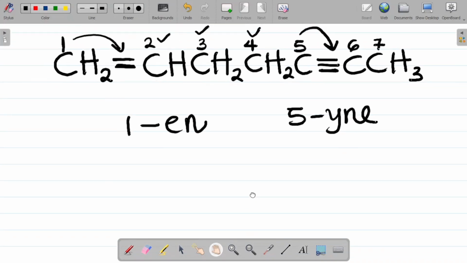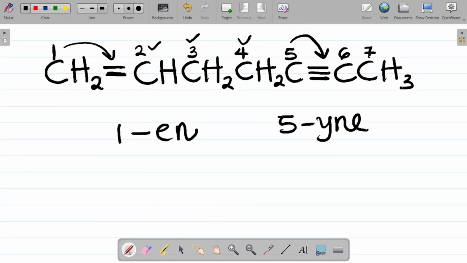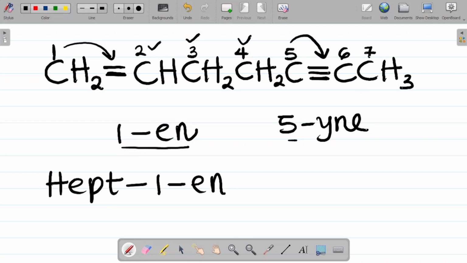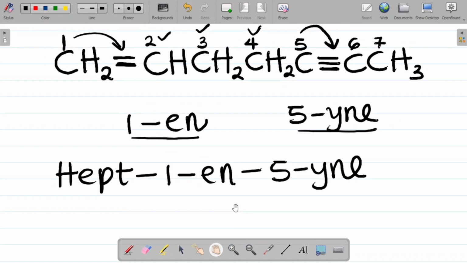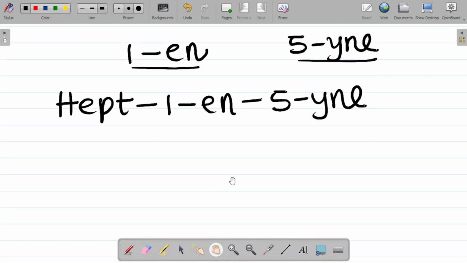So let's combine the name. How do I name this compound? Don't forget this compound has 7 carbon atoms. That becomes hept. Bring this one in, it becomes hept-1-en. Then bring this one, 5-yne. So this is how we name this compound. It is called hept-1-en-5-yne. Or you can also call it 1-hepten-5-yne, that's all.